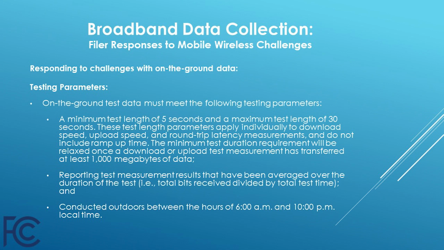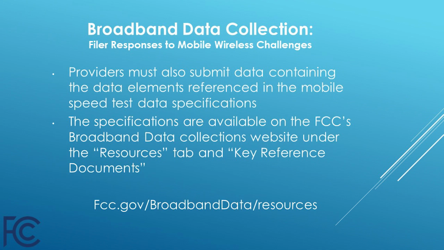A provider responding to a challenge with on-the-ground test data must submit data for each challenged hexagon that meets the following testing parameters: a minimum test length of 5 seconds and a maximum test length of 30 seconds. These test length parameters apply individually to download speed, upload speed, and round-trip latency measurements, and do not include ramp-up time. The minimum test duration requirement will be relaxed once a download or upload test measurement has transferred at least 1,000 megabits of data. Reporting test measurement results that have been averaged over the duration of the test, or total bits received divided by total test time, and conducted outdoors between the hours of 6 a.m. and 10 p.m. local time. Additionally, providers have the burden to demonstrate that sufficient coverage exists at least 90% of the time.